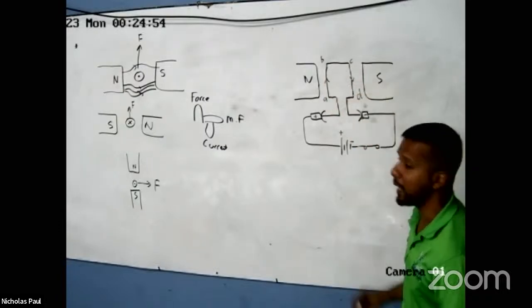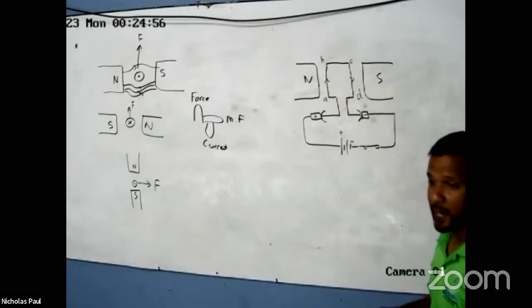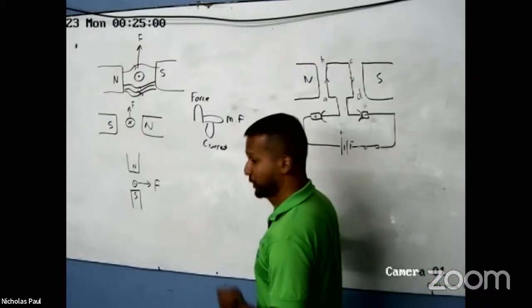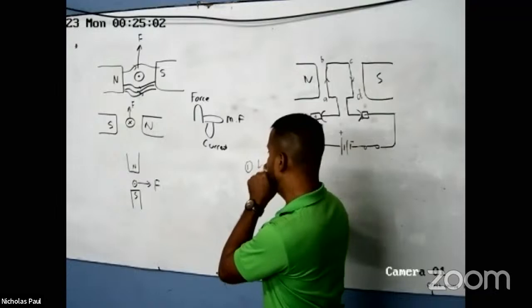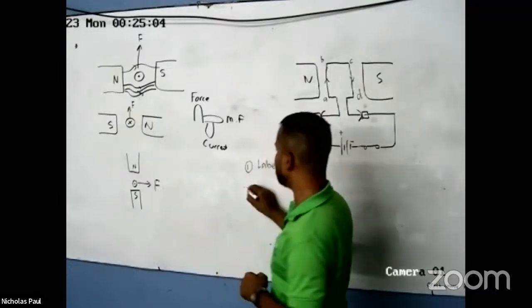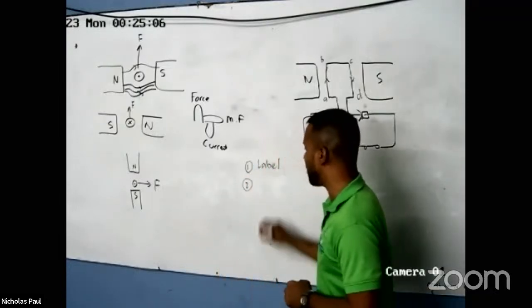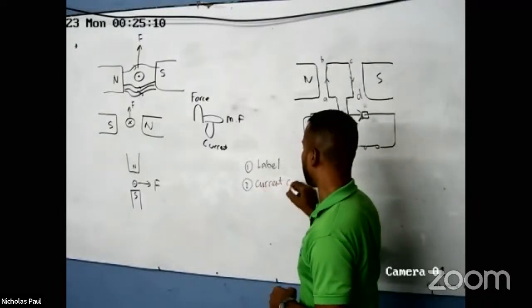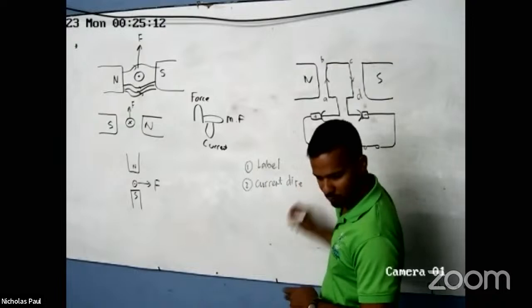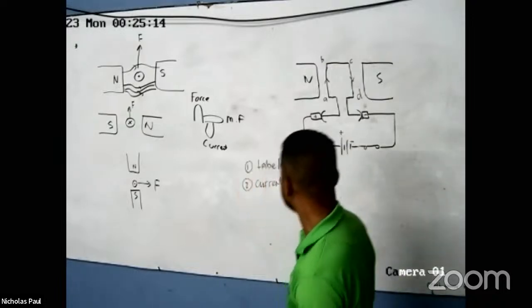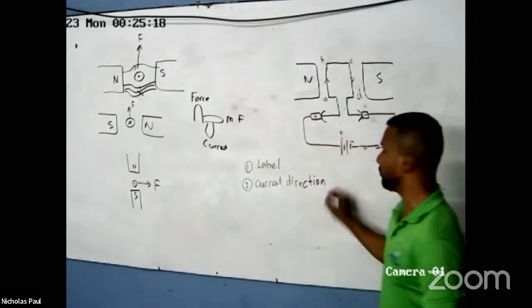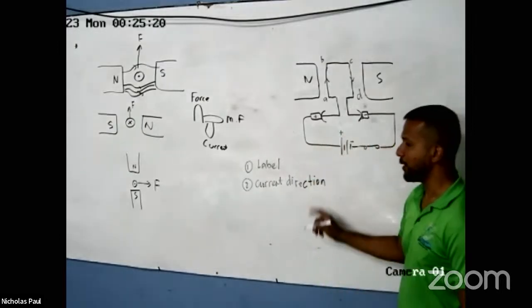All right. Next step in the explanation. Step 1 in the explanation is your label. Step 2 in the explanation is to give them current direction. That's step 1 and 2.